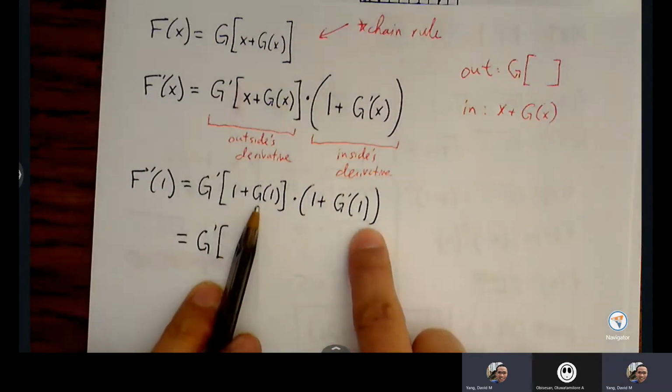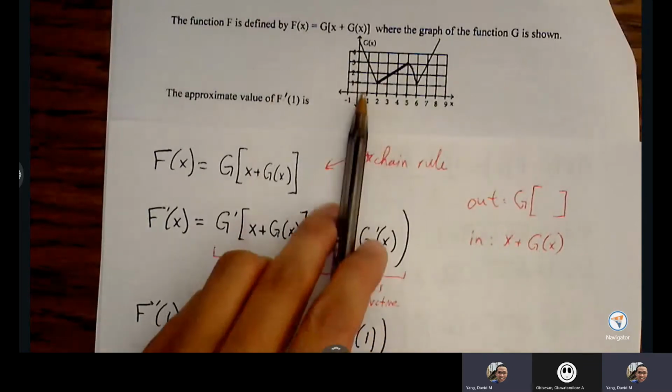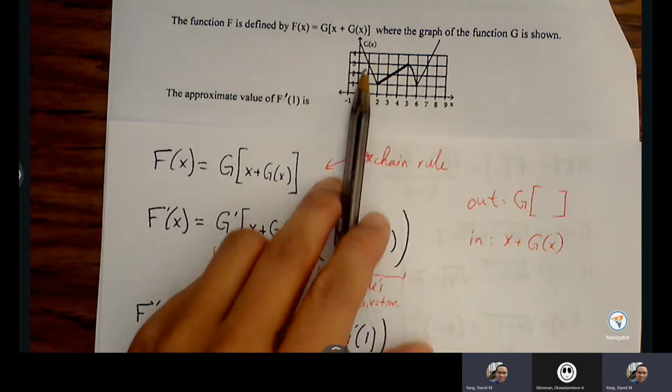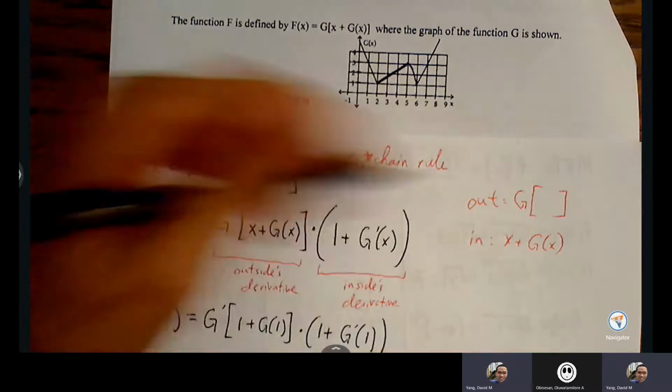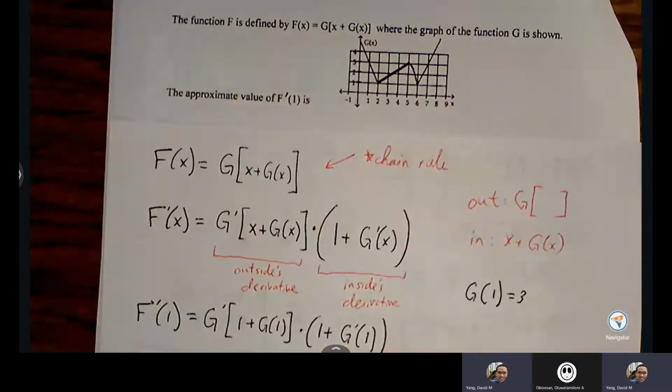All right, so g of 1, we're going to go to a graph here. Our graph is going to help us out. So g of 1 is whatever that y value is, which is 3. So g of 1 is 3. I'll put that off to the side. But we also need g prime of 1 down the line.